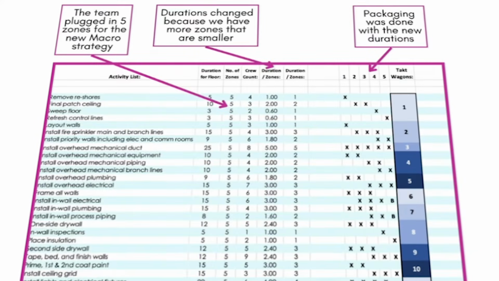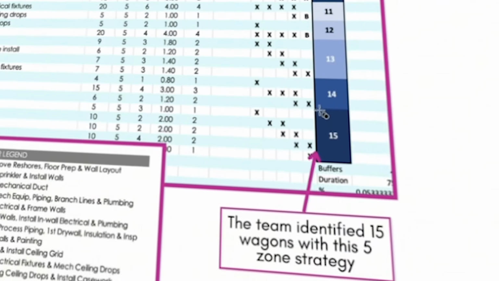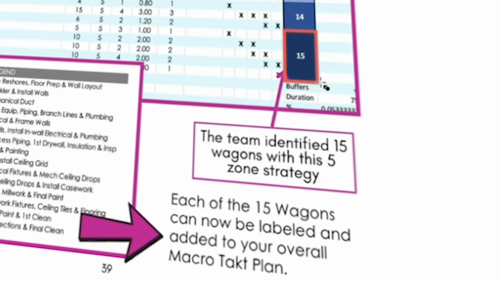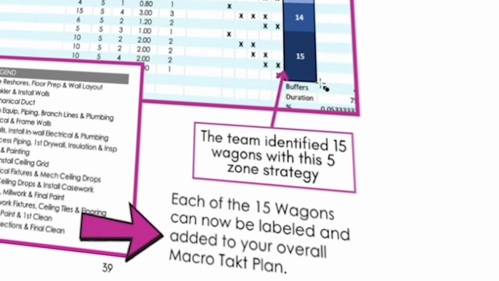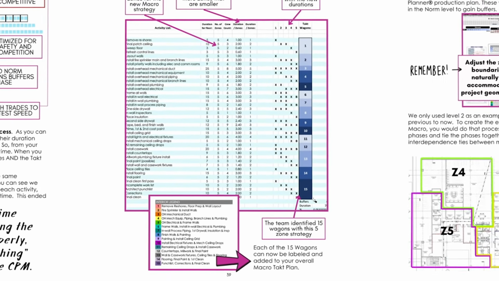But now that we know that we are in a 5-day takt time, but we want 5 zones, then what you do here is, instead of saying, hey, right here, this is 3 zones, you'll plug in 5, which will give you new durations. And then you can plug those in and start packaging wagons again. And if you did this in Excel, you would find out you needed 15 wagons, just like the calculator showed you. Okay? And now you have a new base, and you can create your macro level takt plan.